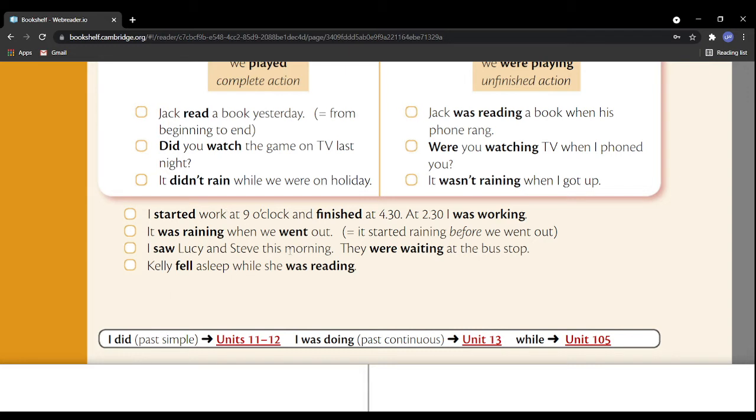It was raining when we went out. يوم طلعنا كان الجو تمطر يعني. It started raining before we went out and it continued when we went out.